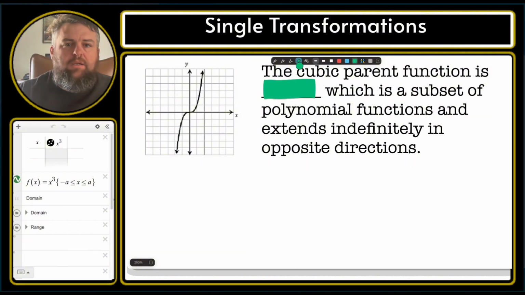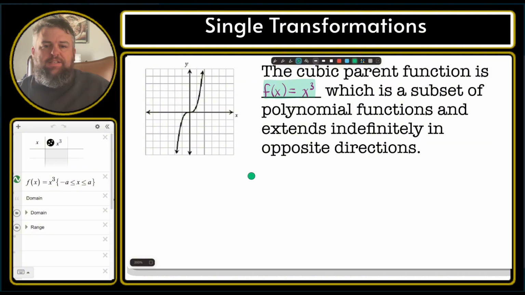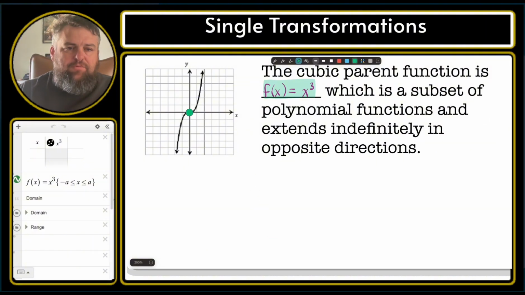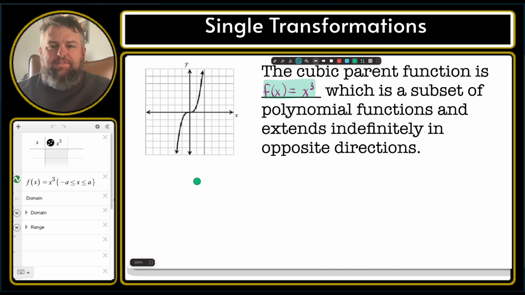All right. The cubic parent function is f of x equals x cubed, and it looks like a wavy looking s or upside down s, or whatever you want to call it. It is a subset of polynomial functions, and it extends indefinitely in opposite directions. So if we go to the origin, we can see that we can extend to the right and up. We can also see it extends to the left and down. So it's extending indefinitely in opposite directions.